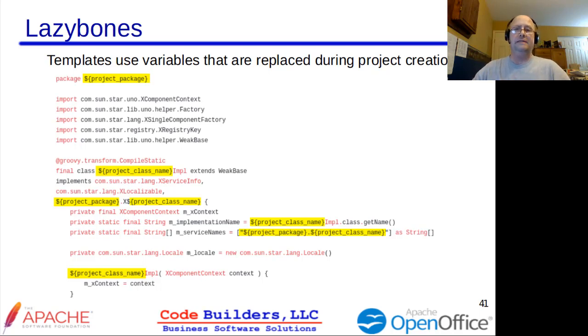Lazybones templates use variables. When you create your template projects, you use variables throughout that Lazybones will take care of swapping out for what you tell it to use when you create the project. Things like package name and project name. It will also rename some of the files based on the project name that you give it, things like that.